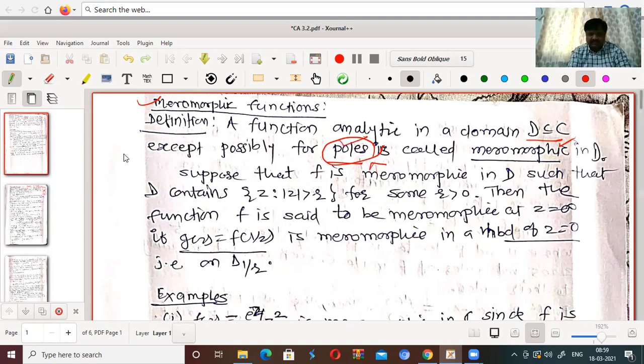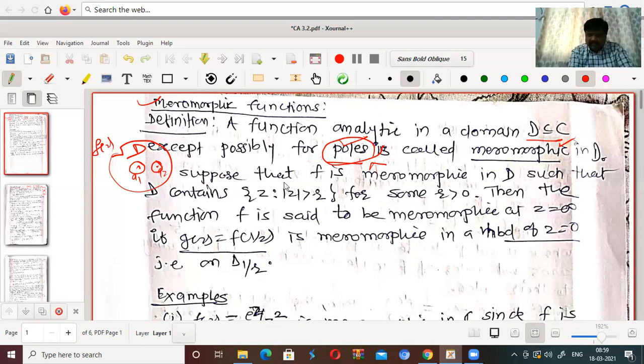For example, suppose D is there and these are A1 and A2. These are the two singularities of the function f of z in this D. Then we say that this function f of z is meromorphic in D because it is analytic everywhere except at A1 and A2. At all other points, the function is analytic.